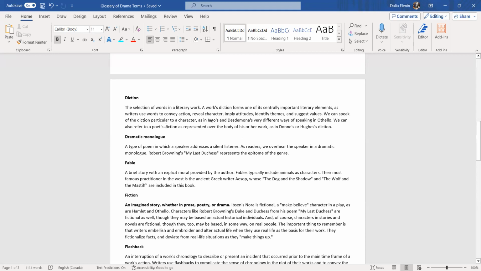We can speak of the diction particular to a character, as in Iago's and Desdemona's very different ways of speaking in Othello, another great play by Shakespeare. You see the difference because Desdemona was very well educated and well read, whereas Iago was from the common people and wasn't sophisticated. He is not educated, he never went to school, so you could tell the difference through the dialogue of each of them.